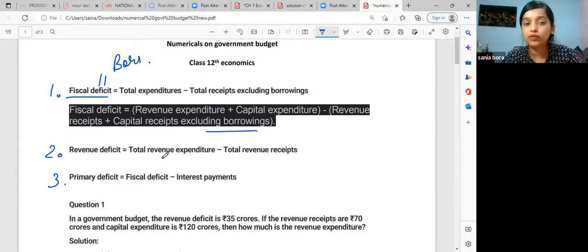So Mariam, you can write down the formulas, and everyone just quickly revise it, because then we'll start with the questions. At that moment, you should be ready with the formulas, right? So revise it. And then I'll ask: Mahdi will tell the fiscal deficit formula, Sania the revenue deficit, and Halima the primary deficit.